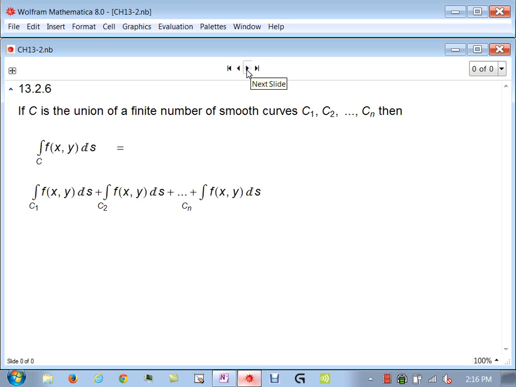If C, our curve, can be looked at as a union, that means grouped together, of a finite number of smooth curves, C1, C2, all the way to Cn, then if you want to know the line integral over the entire C, you can split it up into the finite sum of n integrals over C1, C2, all the way to Cn. That didn't space out too well, did it? That Cn kind of belongs further over here. Makes sense? It's like you add the area of each curtain together as you move along the curve.